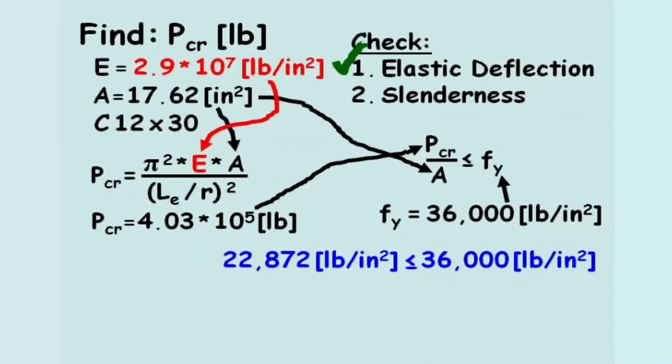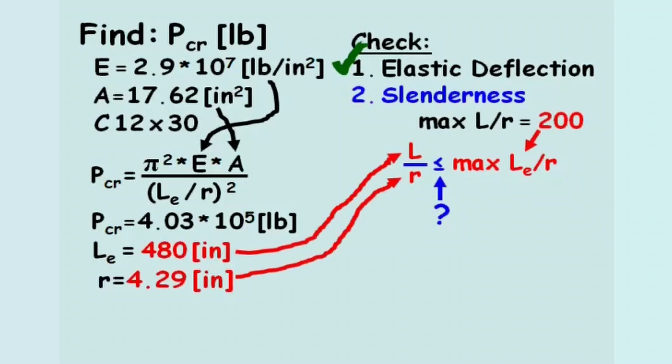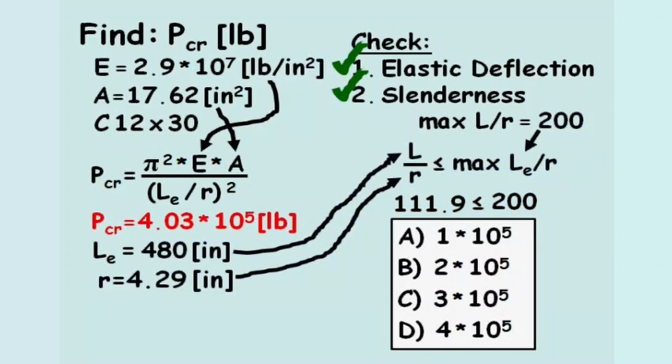Next, we'll check the slenderness of the column, that it does not exceed the maximum allowable slenderness. After plugging in the variables, we know the chosen member is not too slender. When reviewing the possible solutions, the answer is D.